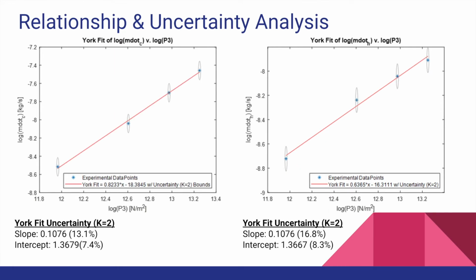Similarly, here are the relationships between P3 and the hot and cold mass flow rate, along with the uncertainty analysis for this regression. Again, the relationship seen makes intuitive sense. As the pressure increases, so does the mass flow rate of the system for both hot and cold gas. Notice as well that our uncertainties for this regression are higher than the previous slide.